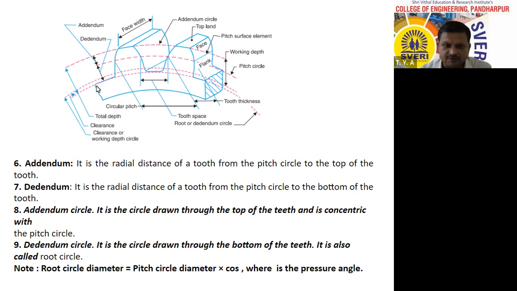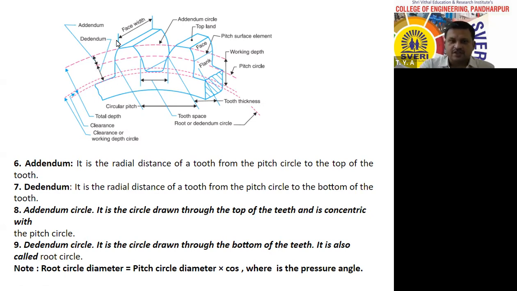The circle passing from the bottom of the teeth is known as root circle or dedendum circle. Now just see here, addendum. It is the radial distance of a tooth from the pitch circle to the top of the tooth. See that this is the addendum.